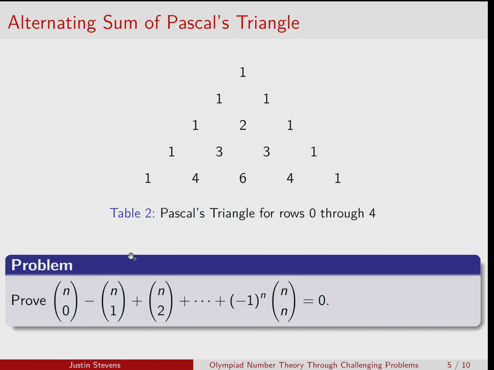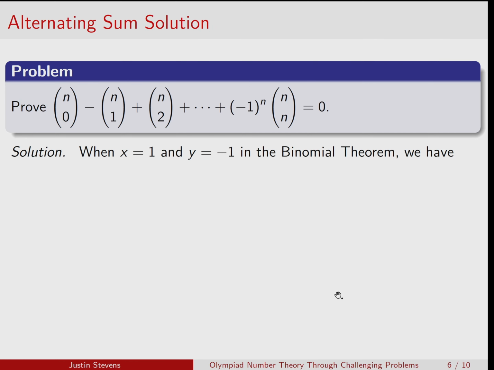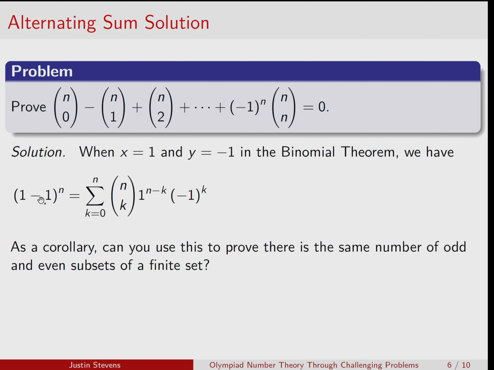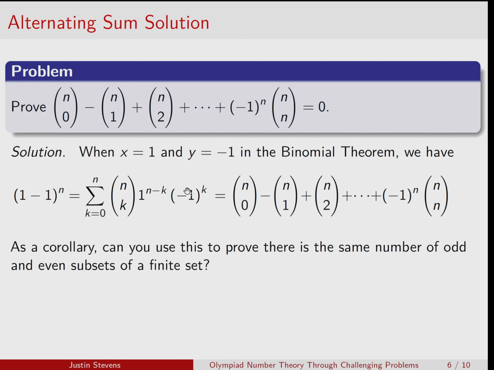And I claim that in general, if we do the alternating sum of the nth row of Pascal's triangle after the 0th row, we always get 0. To prove this, we're just going to set x equal to 1 and y equal to negative 1 in the binomial theorem, and we get (1 minus 1) to the nth power is equal to the sum of n choose k times 1 to the n minus k times negative 1 to the k, which is just going to be equal to, because 1 to the n minus k is equal to 1, n choose 0 minus n choose 1 plus n choose 2, and so forth.